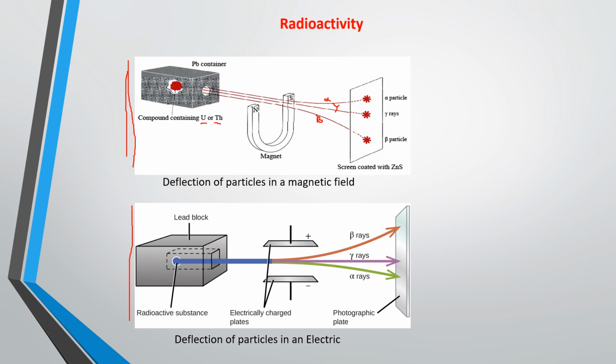Gamma rays will move straight, alpha particles will be deflected towards the south pole, and beta particles towards the north pole. Then in an electric field, beta particles go to the positive plate, alpha particles to the negative plate, and gamma rays will not be deflected. So please take note of this and commit it to memory, right?